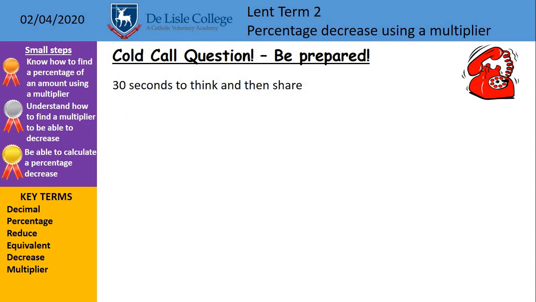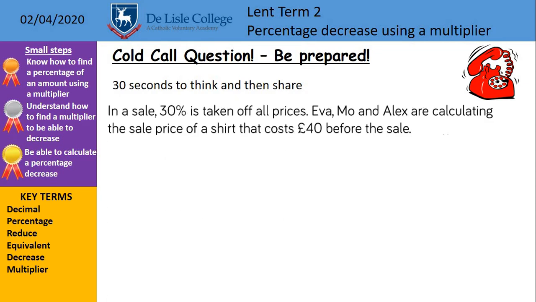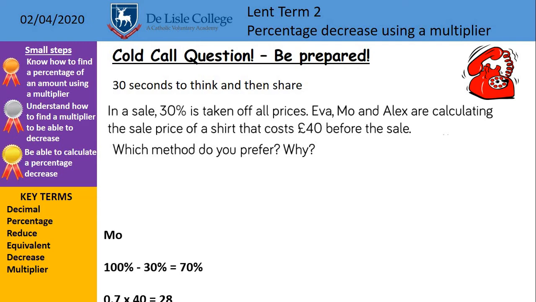A cold call question now. In a sale, 30% is taken off all prices. Eva, Mo and Alex are calculating the sale price of a shirt that costs £40 before the sale. Have a look at the following methods and I want to know which one you prefer and why.